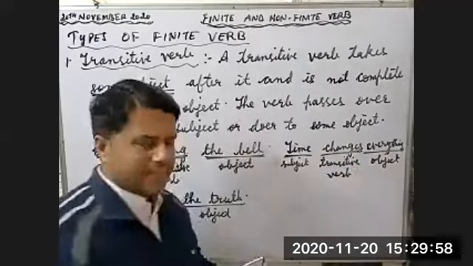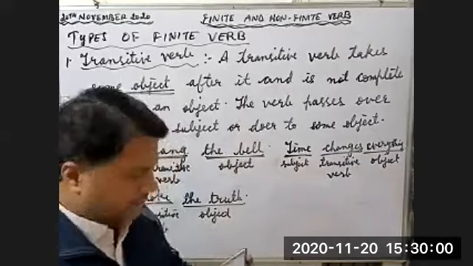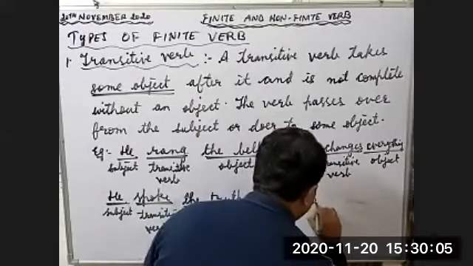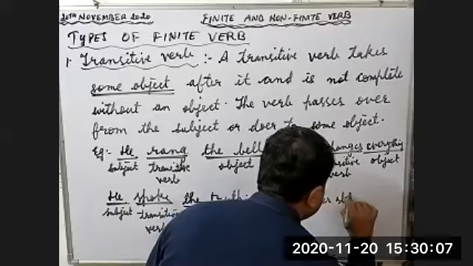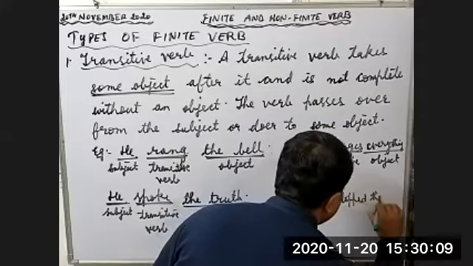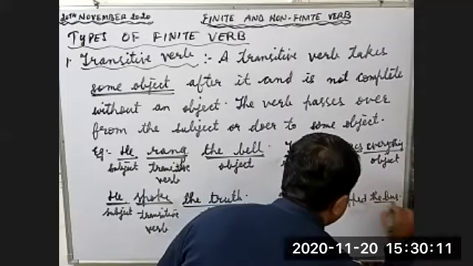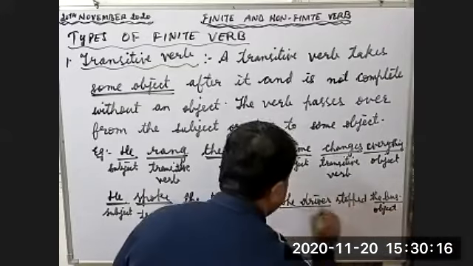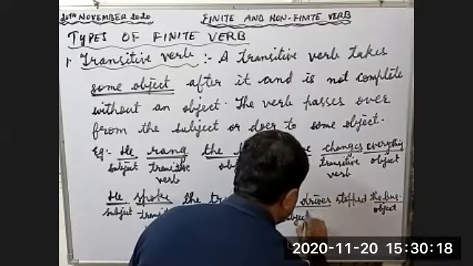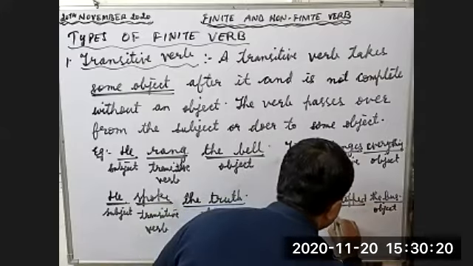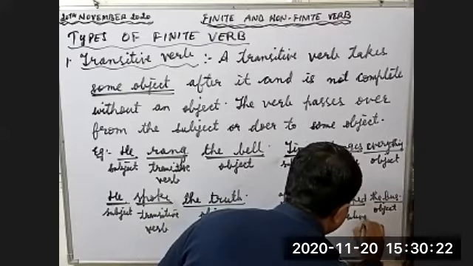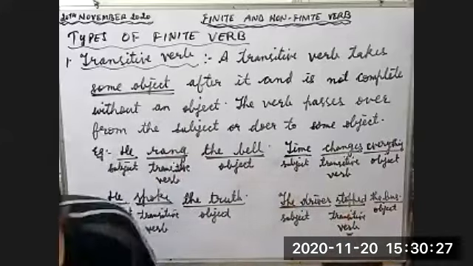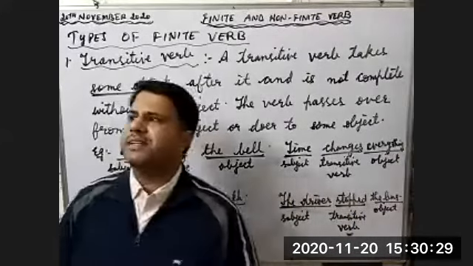Changes is a transitive verb. Next example: the driver stopped the bus. The driver stopped what? The bus. What is the bus? Object. The driver is the subject. And what is stopped? Transitive verb. Children, I hope the meaning of transitive verb is clear to everyone.